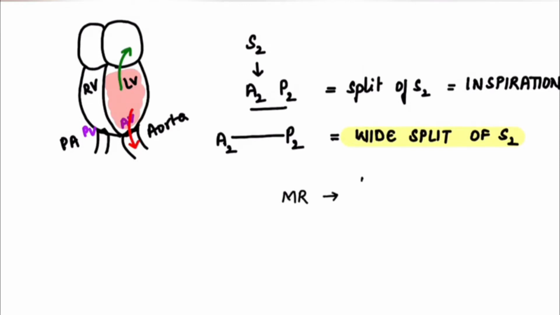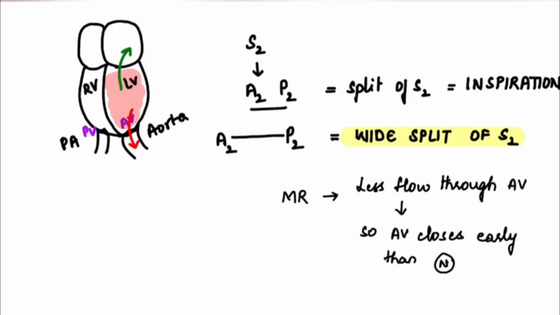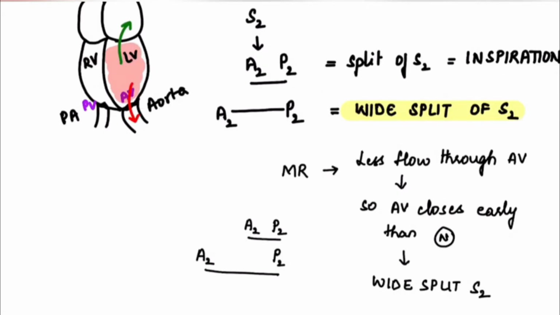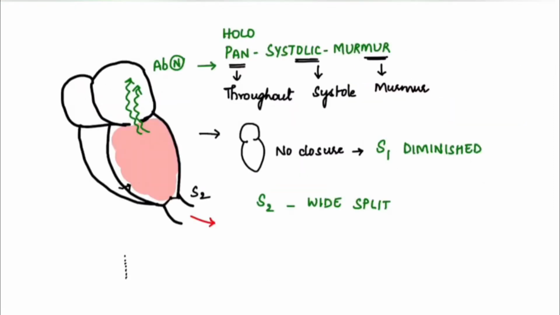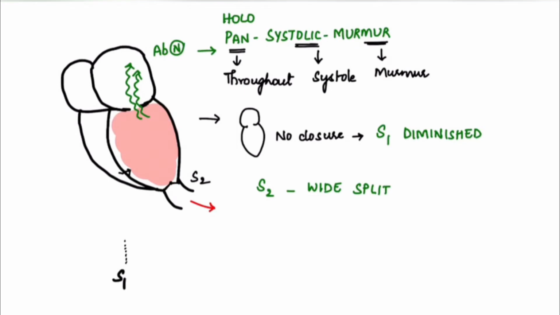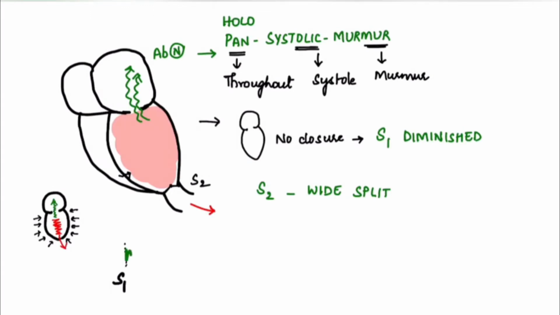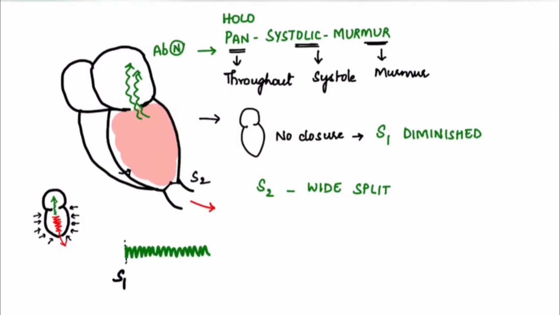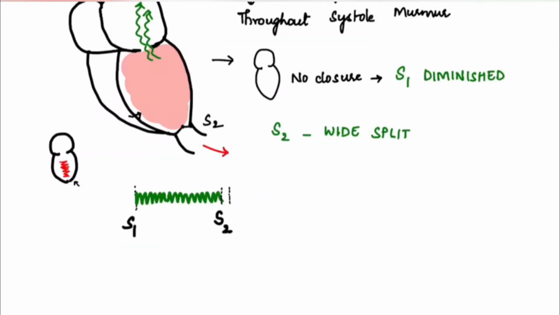So in mitral regurgitation, as there is backflow of blood, the flow through the aortic valve is less, so the aortic valve closes earlier than normal, causing a wide split S2. To represent the auscultatory findings, the S1 is diminished because the mitral valve cannot close properly. Then, as long as there is systole, there is a regurgitant jet that causes a pansystolic murmur, and as the aortic valve closes earlier than the pulmonary valve, there is a wide split S2.